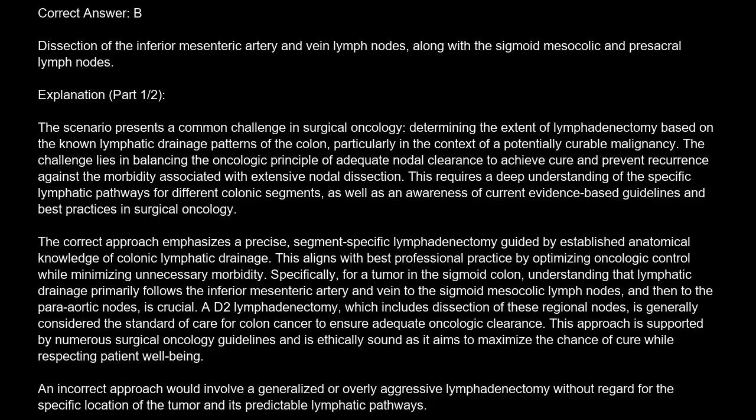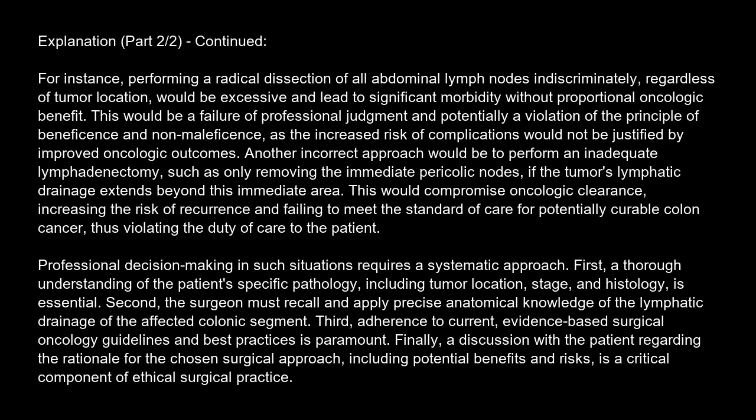An incorrect approach would involve a generalized or overly aggressive lymphadenectomy without regard for the specific location of the tumor and its predictable lymphatic pathways. For instance, performing a radical dissection of all abdominal lymph nodes indiscriminately, regardless of tumor location, would be excessive and lead to significant morbidity without proportional oncologic benefit. This would be a failure of professional judgment and potentially a violation of the principle of beneficence and non-maleficence, as the increased risk of complications would not be justified by improved oncologic outcomes.